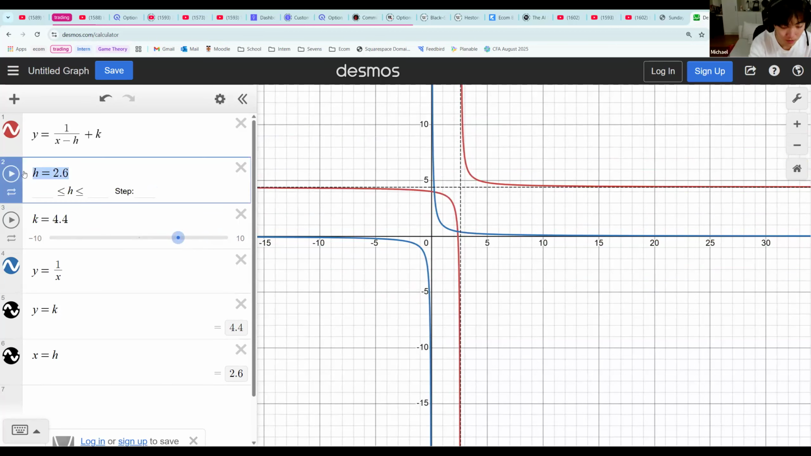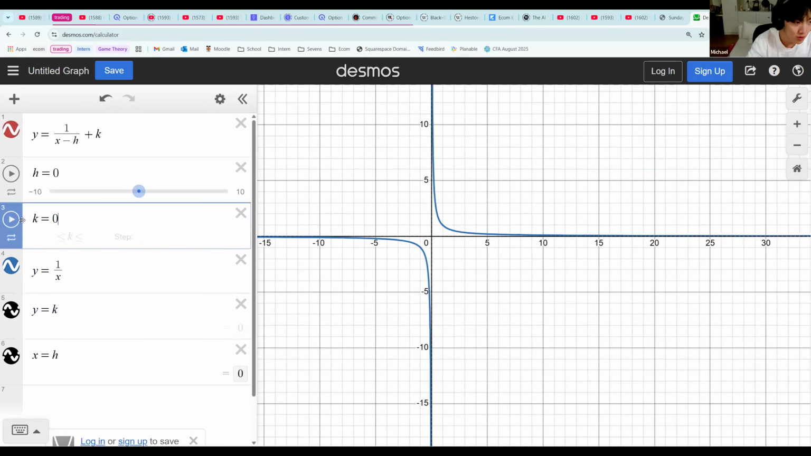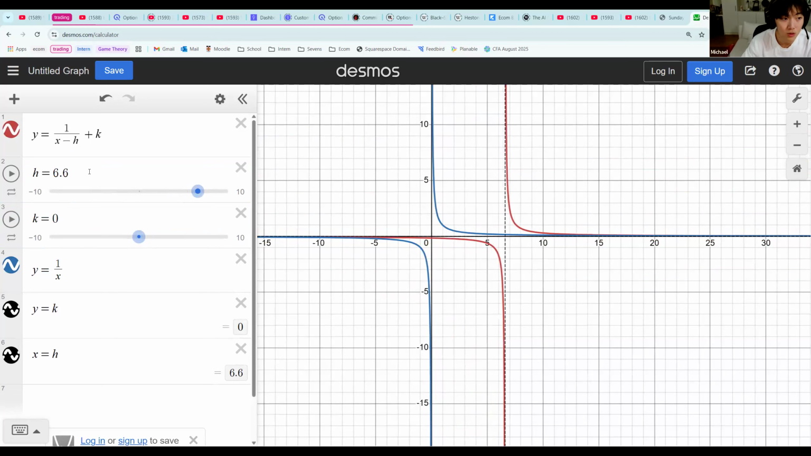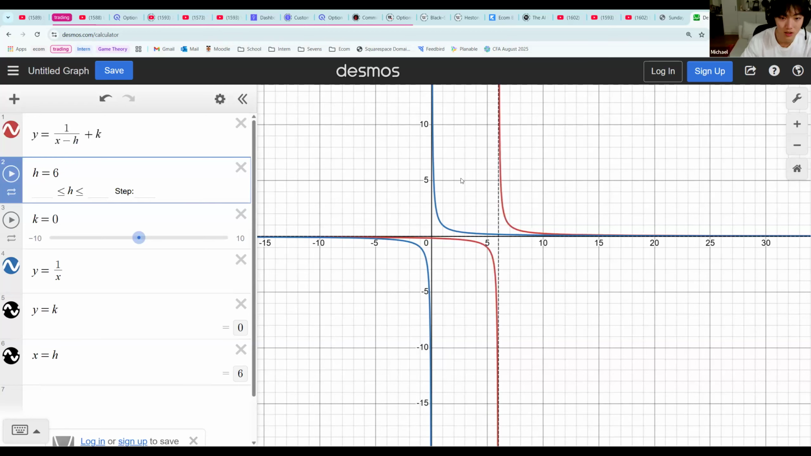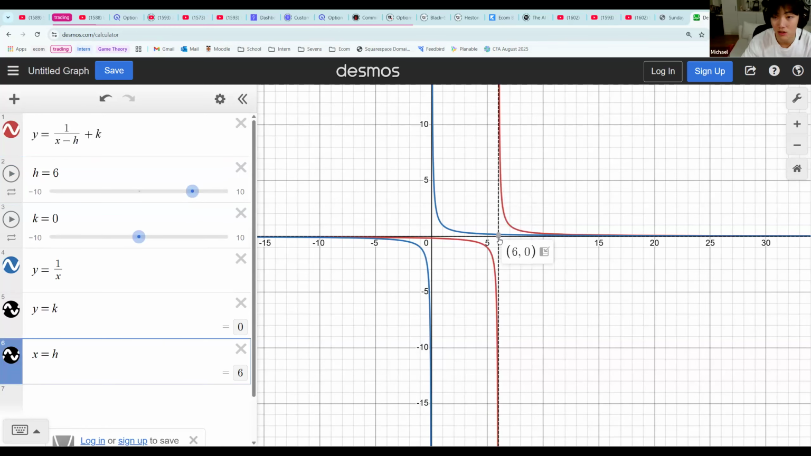If it's 0, let's make k 0. If they're both 0, it's just the original graph. They are the same, they're overlapping. But now if we try to shift it right, boom, we increase k, we subtract, in this case, 6. It's shifting right by 6 units. Okay?